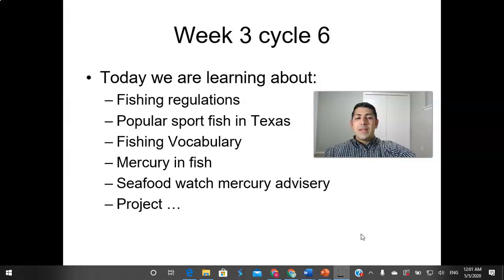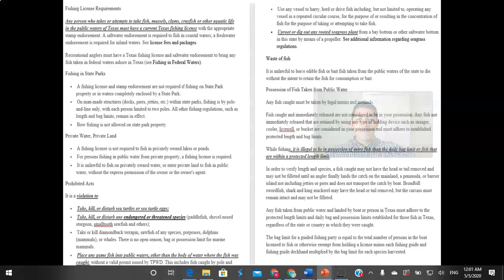So for the warm-up for today, I wanted to talk a little bit about the requirements for a fishing license. I recently renewed my fishing license. Let's go over some of the things that I want you to take from this. This is what we would have had for a warm-up. There are underlined portions that I want you to look at.